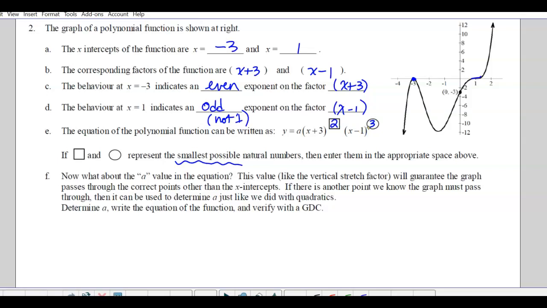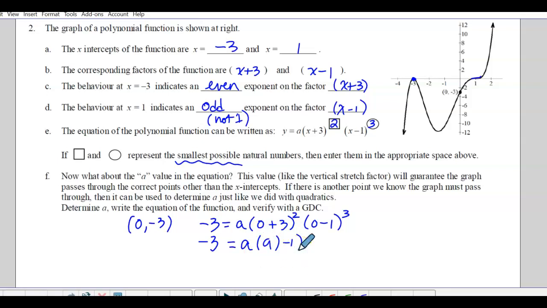Okay, now a value, well, we need to know another point, and so we can substitute that in. All right, so here we'll use that y-intercept, 0, negative 3. So negative 3 in for y, 0 in for x. Okay, so that's a equals negative 3 over negative 9. Oh, what did I just do? Yeah, that's 9 times negative 1 there, which is 1/3.